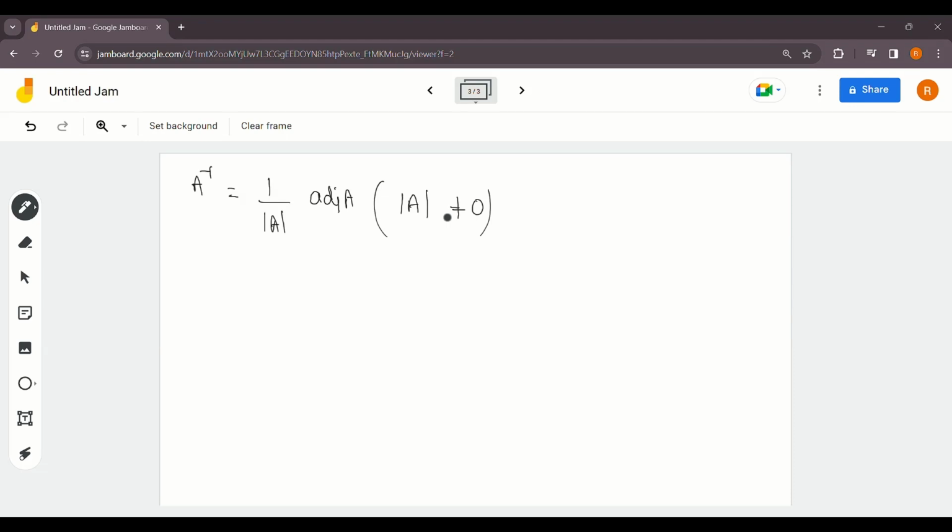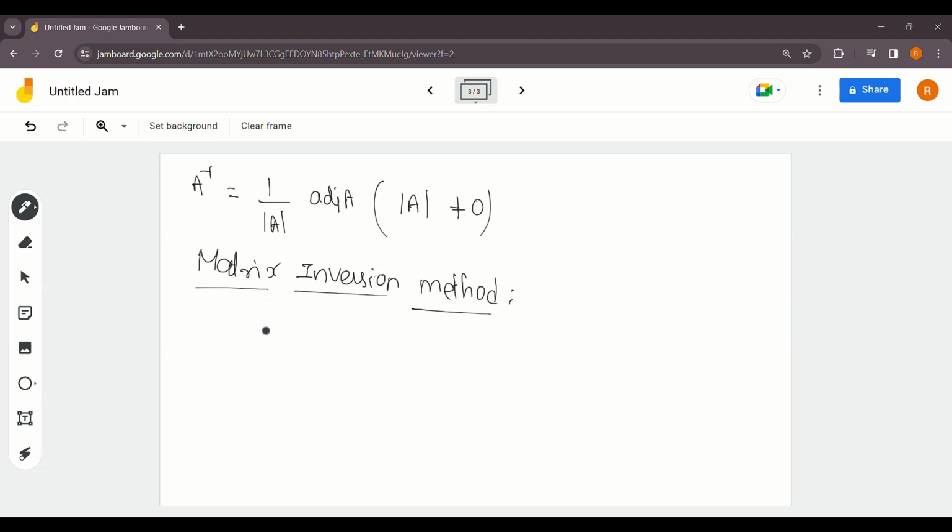And after this topic comes your final exercise. Final exercise of your chapter, that is applications of matrices and determinants. Here you have the matrix inversion method, that is, they will be giving you an equation. Matrix inversion method.